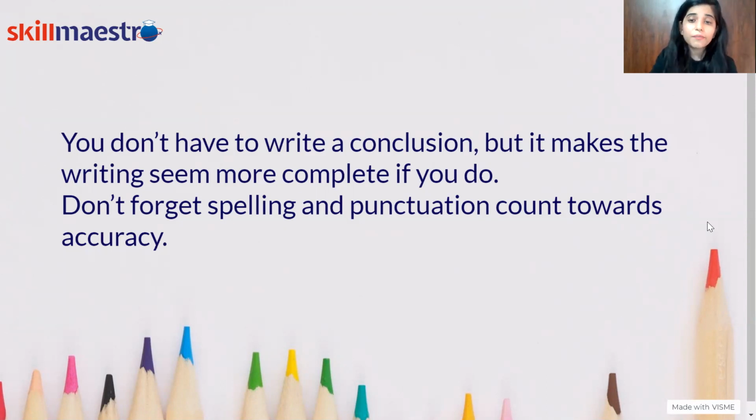Don't forget spelling and punctuation, because it will actually affect the score a lot. Make sure you are punctuating, using correct grammar, using correct spellings. So that's it for writing task 1 and describing graphs.